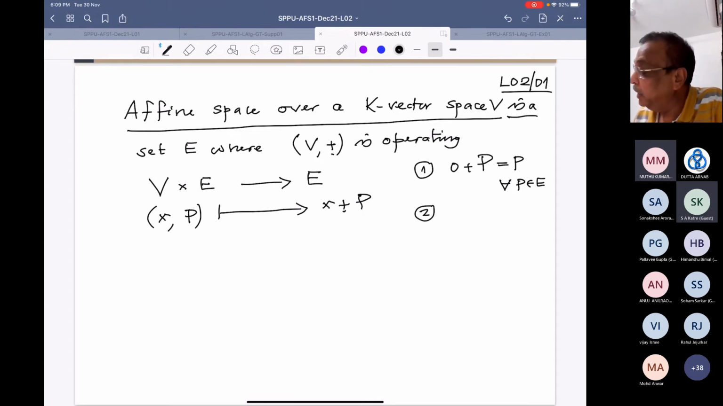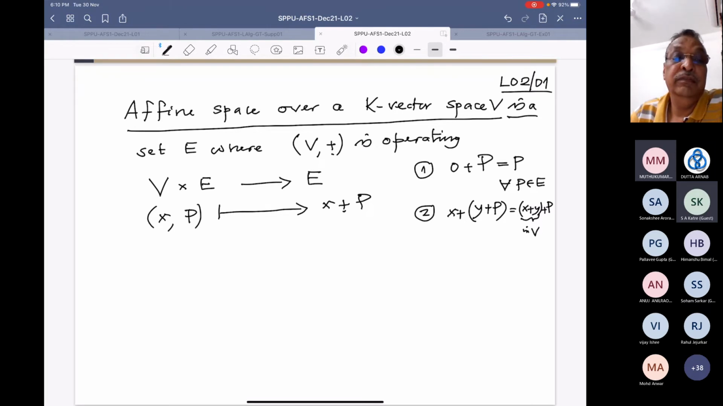if I take any y plus p, this is another point in E, and then add x to that. On the other hand, I could get x plus y, where x plus y is in V, and plus p. That is precisely the second condition. So what is an affine space?